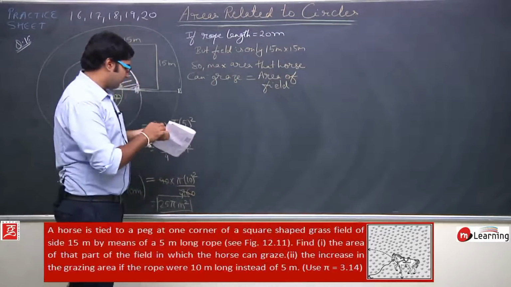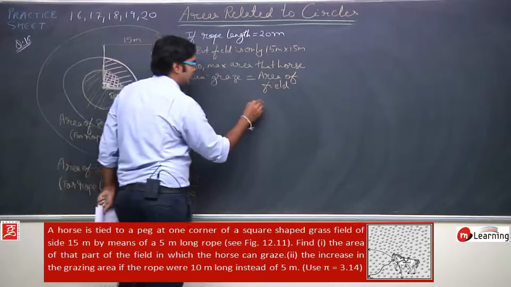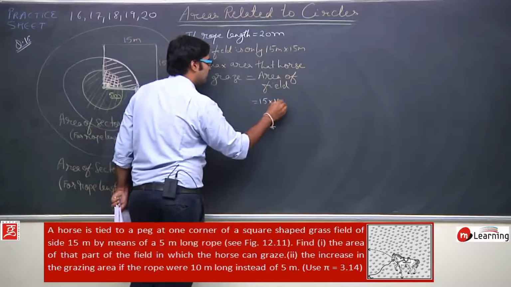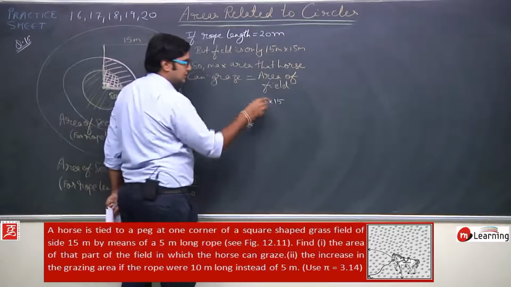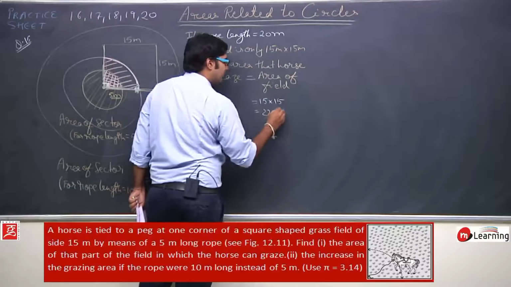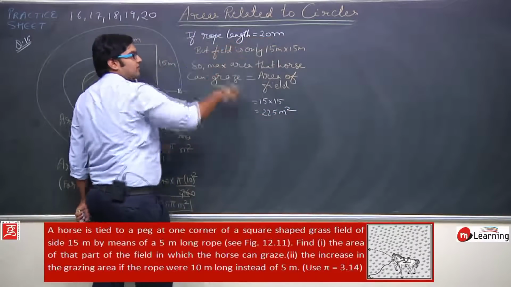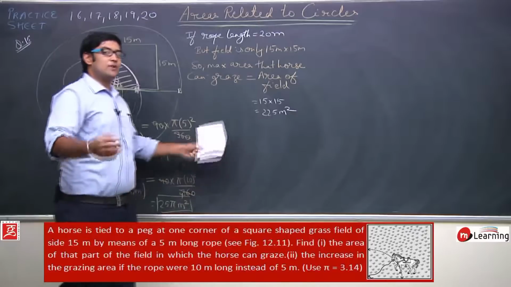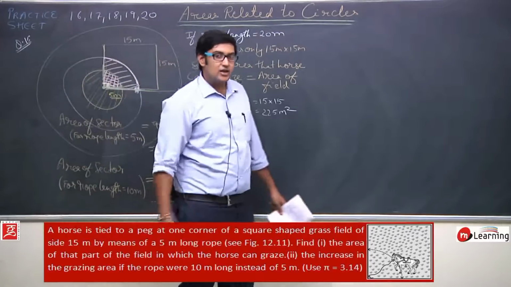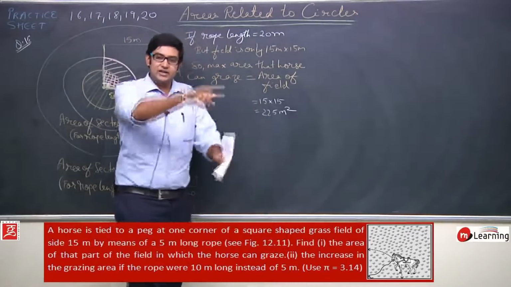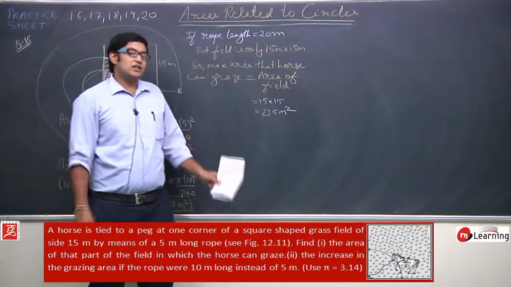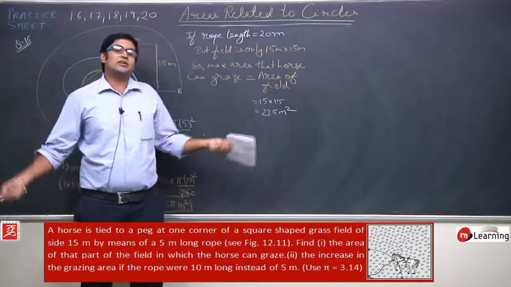So what will be the area of field? It will be 15 into 15, length into breadth. So area is 225 meter square. This condition is valid if rope length is 20 meters. What happens if rope length is 100 meters? Even if he can travel in 100 meter area, the area of field is only 225 meter square.